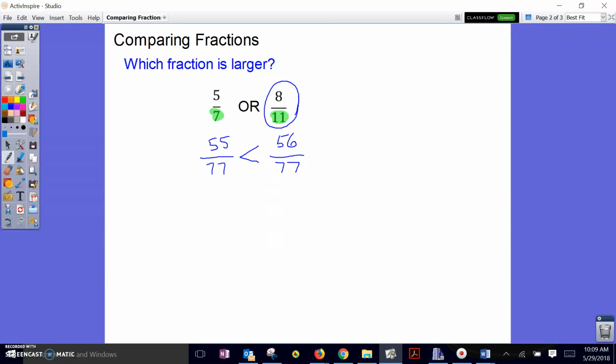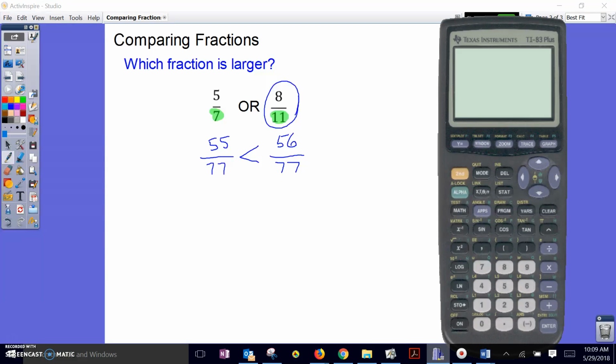Now, just to check and make sure our methodology works for us, I'm going to go ahead and turn to my calculator and just verify the decimal values of these two fractions, 5/7, 8/11, and you can see that 8/11 is slightly larger than 5/7. All right?